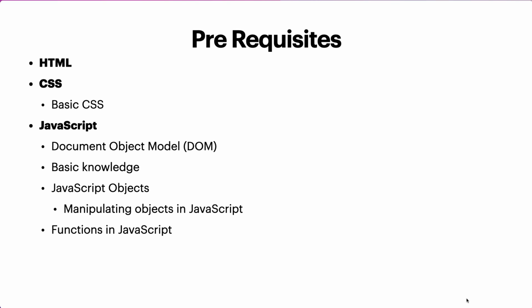You should also have some knowledge of functions in JavaScript. What are functions in JavaScript? How do we declare them? What are the different types of functions that we can declare in JavaScript? For example, function declarations, function expressions, and then the arrow functions itself. So these are the kind of things that you should know.